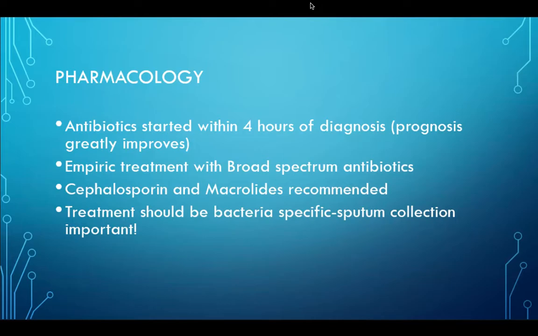So we can treat them empirically first, and once the culture comes back, then we might be able to give more targeted therapy. We might start with cephalosporins or macrolides, and once we get the cultures back, we might be able to give bacteria-specific antibiotics. Usually, anti-infectives are used for 5 to 7 days for a patient with uncomplicated community-acquired pneumonia, and maybe even up to 21 days for immunocompromised patients with a hospital-acquired pneumonia.